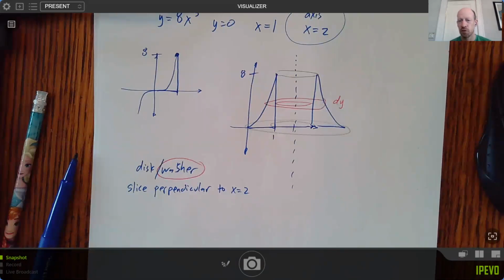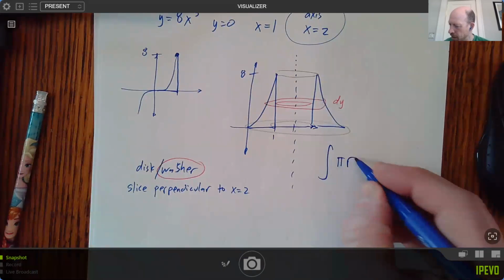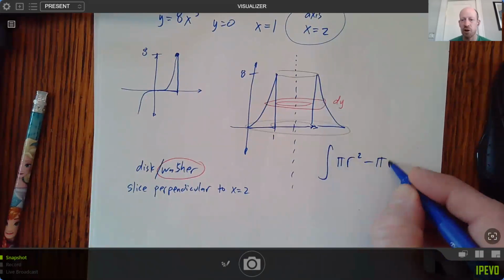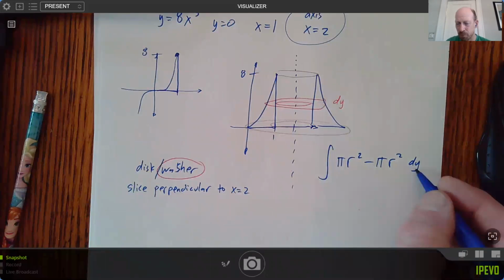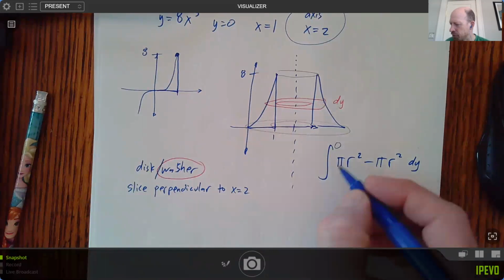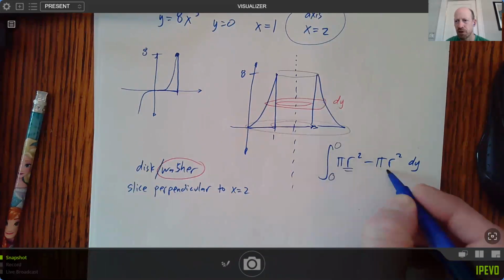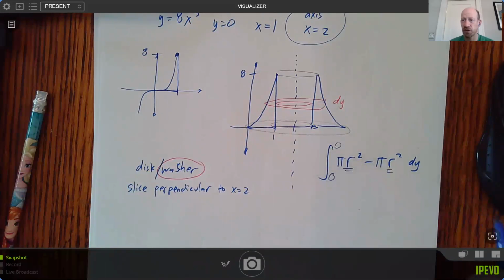Okay. So from that information, I know that my integral for volume is going to look like this. That's what every washer is. And so my variable is y. So everything needs to be written in terms of y. And I need to find the bounds and the two radii, the inner and the outer. And once I plug all of those in, then I have my integral.